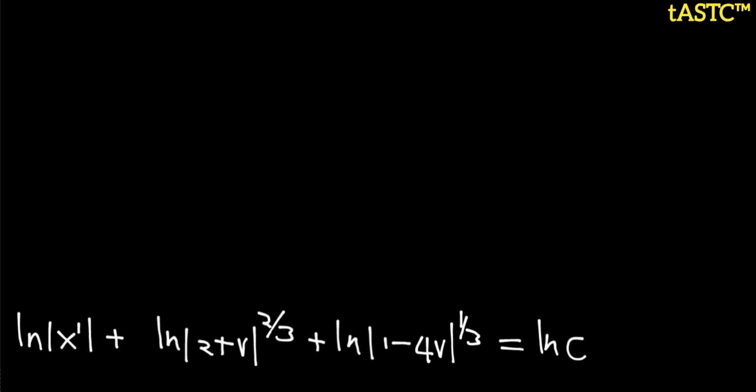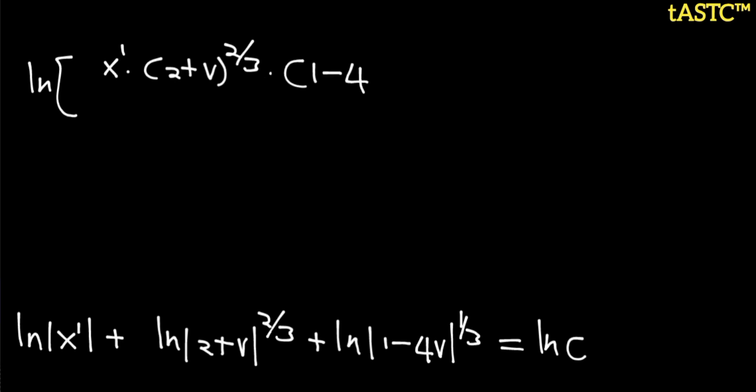And the next thing we need to do, we need to combine all this using the laws of logarithm. So this is plus, and this is also another plus. Since we have the logarithms in the same base, ln means log to the base e. Therefore, this is what we're going to have: ln of x prime multiplied by (2 plus v) raised to the power of 2 over 3, and this is multiplied by (1 minus 4v) raised to the power of 1 over 3. And this is equal to ln c.